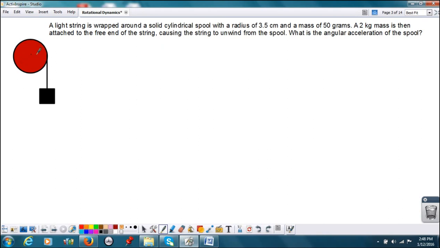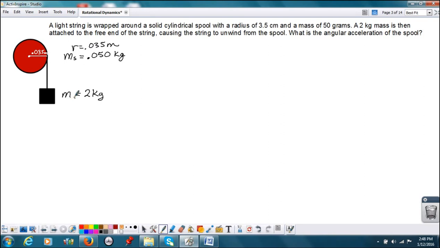So here's our spool, and we've got our mass here, and this mass is hanging. It's the one that's hanging. So that is the 2-kilogram mass that's attached. It says the spool has a radius of 3.5 centimeters or 0.035 meters. So the radius is 0.035 meters. And the mass of the spool is 50 grams or 0.050 kilograms.